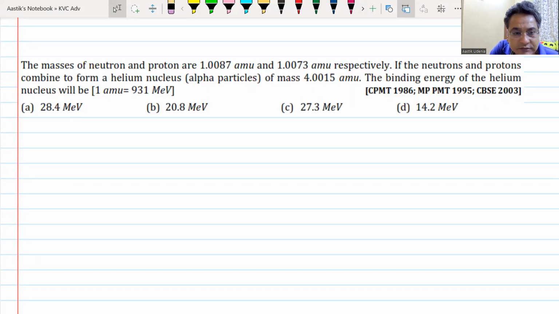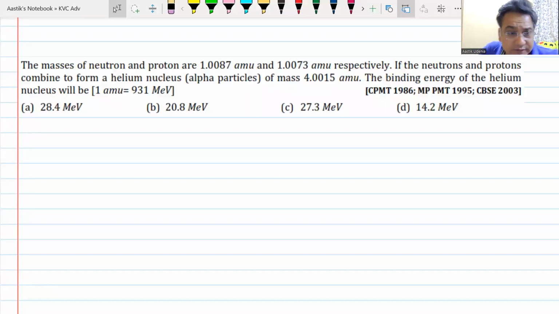Let us now try to find out the binding energy of helium, so that you also understand how you find the binding energy. The mass of neutron and proton are given. You'll have to multiply, divide. Neutrons and protons combine to form helium nucleus. You must understand that a helium nucleus has two protons and two neutrons. Two protons and two neutrons come together to form the helium nucleus. The mass of the helium nucleus is given as 4.0015 mu. What is the binding energy of the helium nucleus? I will give you 2 minutes to do this.